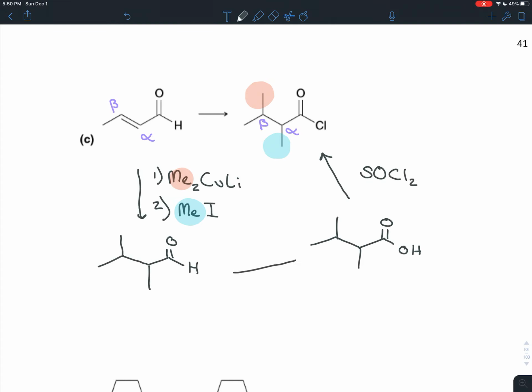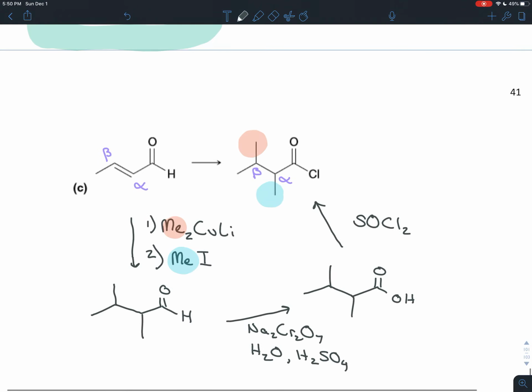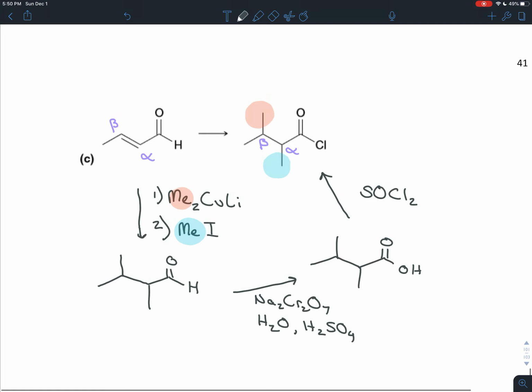But how do we turn the aldehyde into a carboxylic acid? Well, in the aldehyde you only have 2 bonds to oxygen. In the carboxylic acid you have 3. So you can use a strong oxidizing agent like sodium dichromate in water and sulfuric acid, and that will oxidize that aldehyde into the carboxylic acid. So overall, we have a 4-step procedure to make this transformation happen.